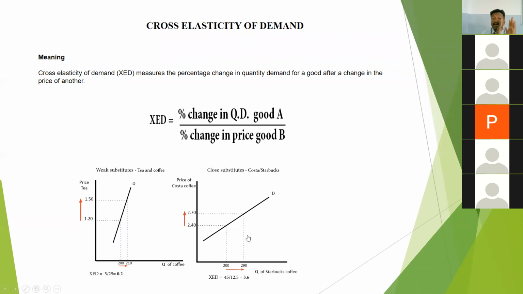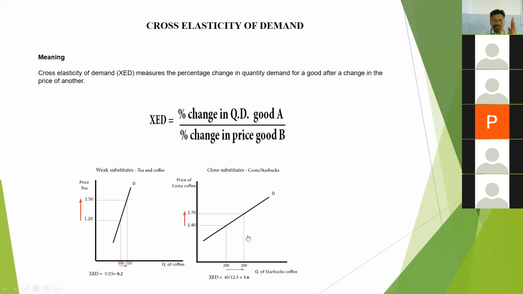What are the assumptions? Other things kept constant. What are the other things kept constant? We have to keep the substitutable commodity's price constant. Here, suppose, sir, when the price of tea increases, you told demand for tea declines. But in cross elasticity of demand, we are not measuring the relationship between the price of a particular commodity and demand for that same commodity. We are measuring the price of one commodity and demand for another commodity. Am I right?